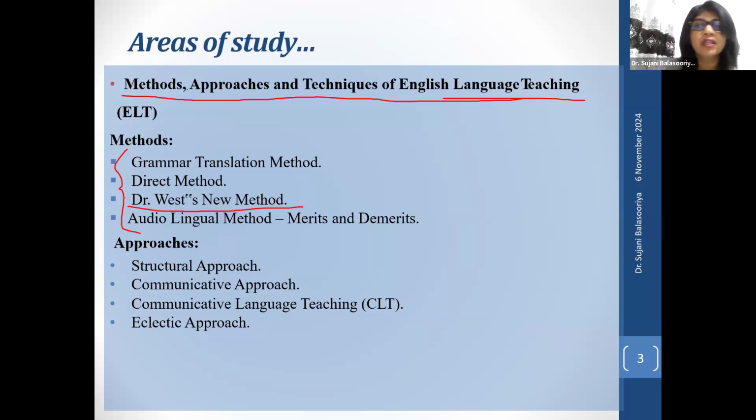For example, the difference between GTM and direct method. GTM means grammar translation method, in short. Likewise, develop the ability to compare and contrast these methods and approaches. Critically try to understand and think critically. That is what is expected from you. Otherwise, don't try to remember these facts like a parrot. That is of no use.